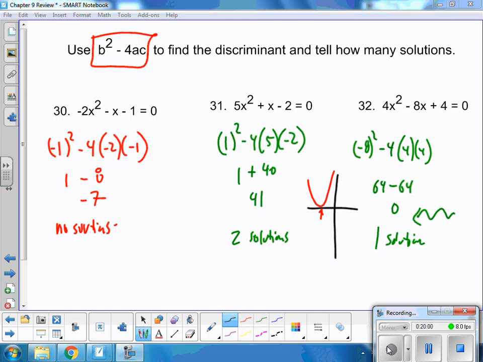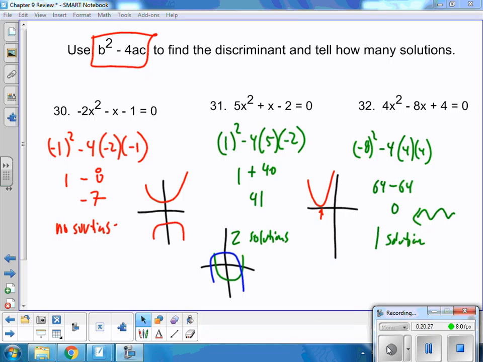No solutions for my graph means that my graph is sitting above it somewhere, so it's not hitting the x-axis at all. And for 2 solutions, it is sitting somewhere below it, or it might even be inverted and go this way. So it could possibly be that way as well, and thus not crossing the x-axis, and thus having no solution, or 2 solutions for 31. And actually 30, it could go like this too. It could invert and go the other direction as well.